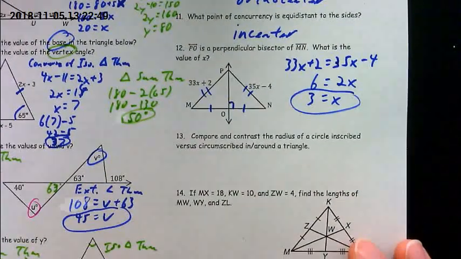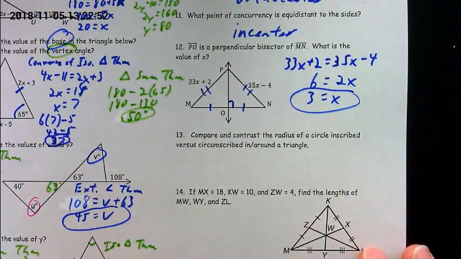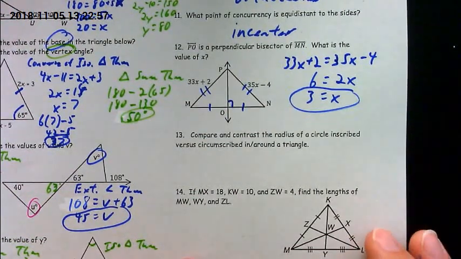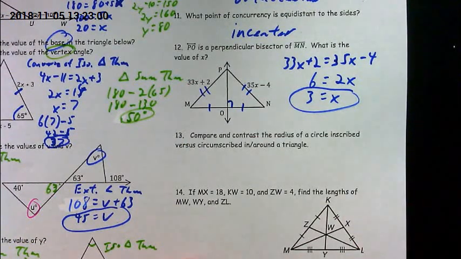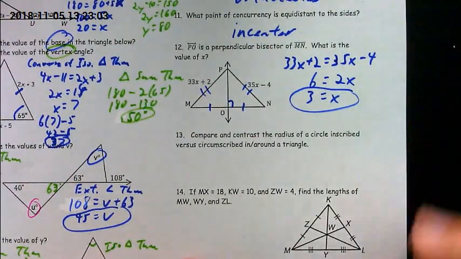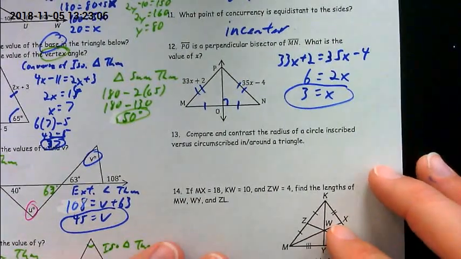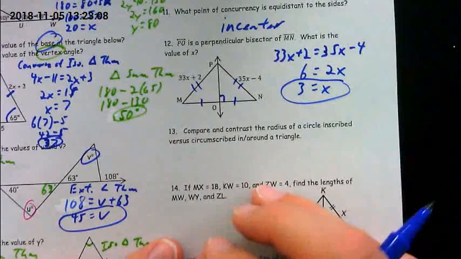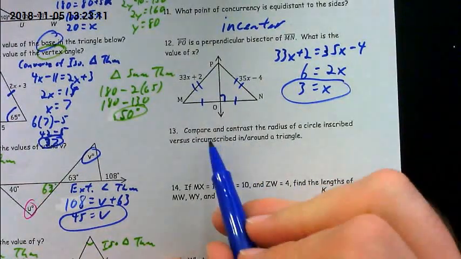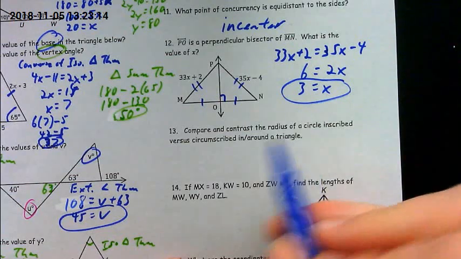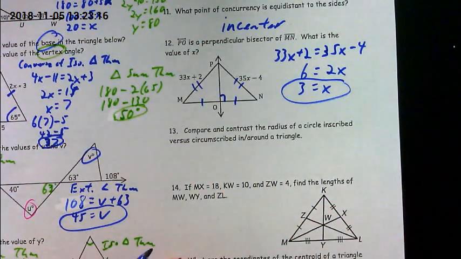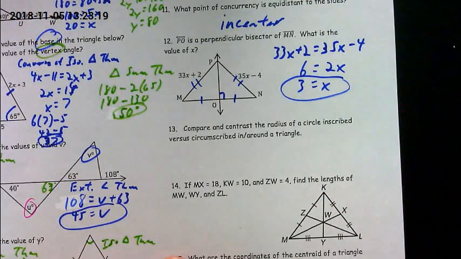On number 13, compare and contrast the radius of a circle inscribed versus circumscribed in or around a triangle. So what's the difference between the radius for an inscribed circle versus a circumscribed circle? This goes back to the sheet that you had missed. So when we talk about an inscribed circle, the radius goes from the incenter to the side of the triangle. For a circumscribed circle, it goes from the circumcenter to the vertices of the triangle.